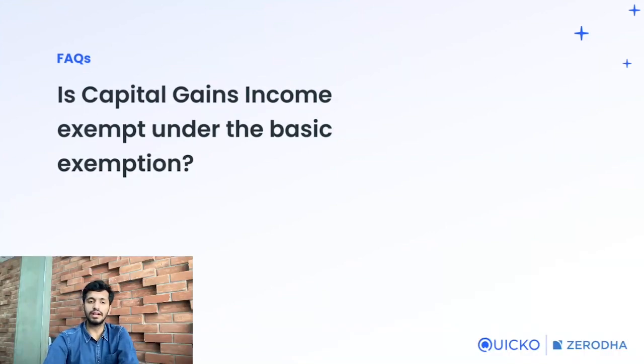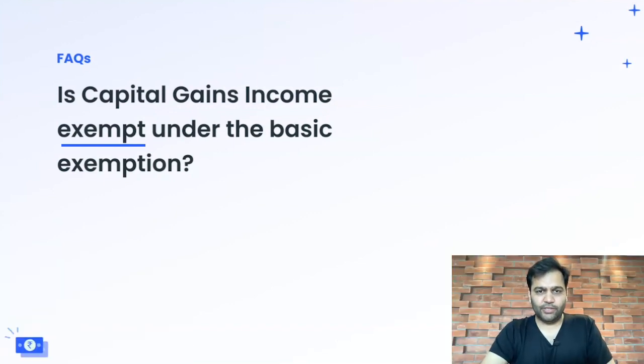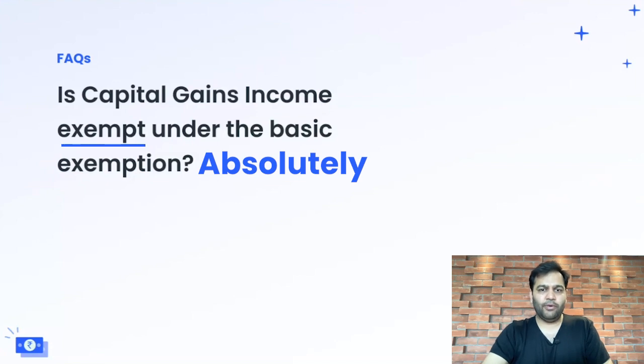Is the income from capital gains exempt under the basic exemption? Again, this is a very frequently asked question, and the simple answer to it is absolutely. It's eligible under basic exemption. However, if you have any other slab rate incomes, like your salary or business profession income, they get the precedence. That means your basic exemption would be applied against slab rate incomes first, and then against special rate income. But let's say if you don't have any slab rate incomes, then of course your capital gains income will get the benefits of basic exemption up to 2.5 lakh rupees.